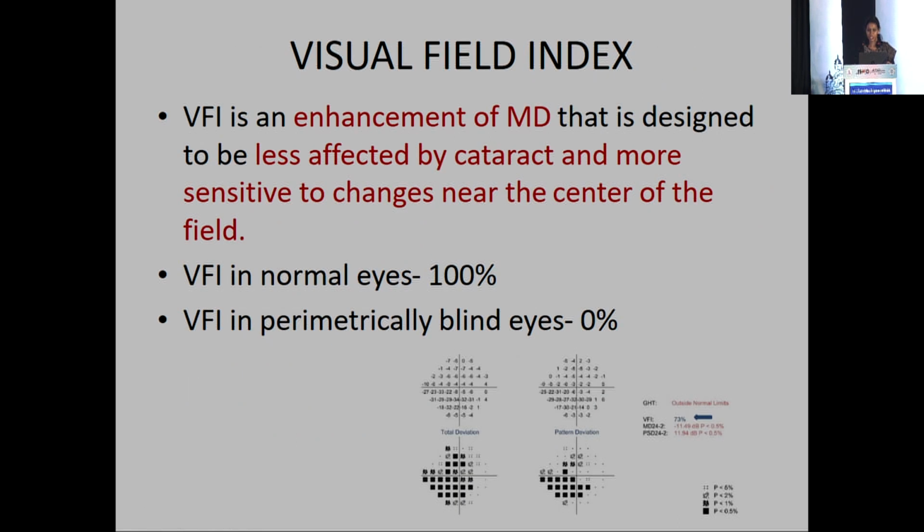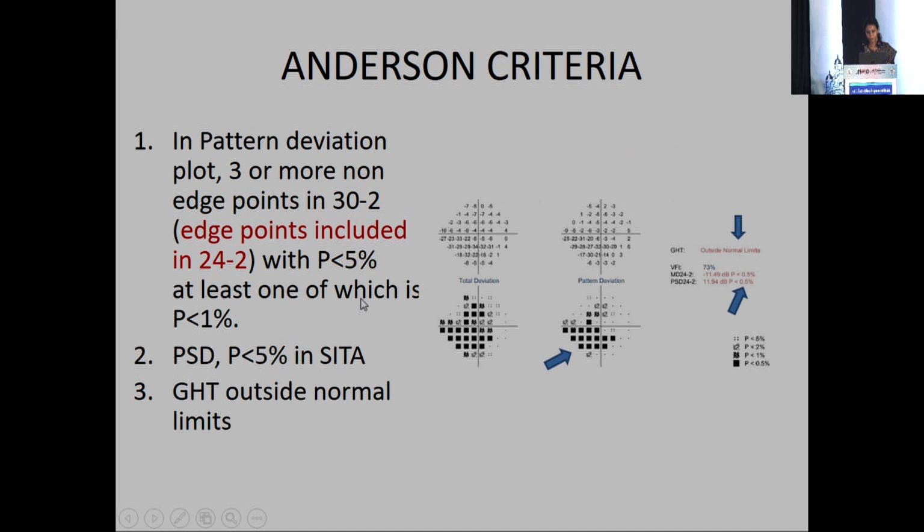Visual field index is an enhancement of the mean deviation that is less affected by cataract and more sensitive to central field defect changes. So a visual field index of 100% is seen in normal eyes, and it gradually deteriorates as the glaucoma worsens.